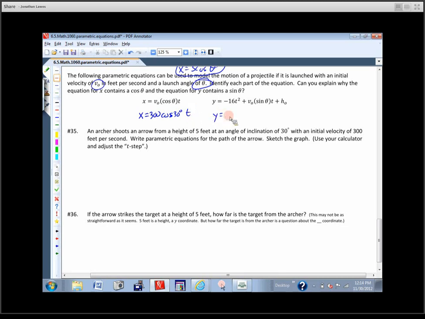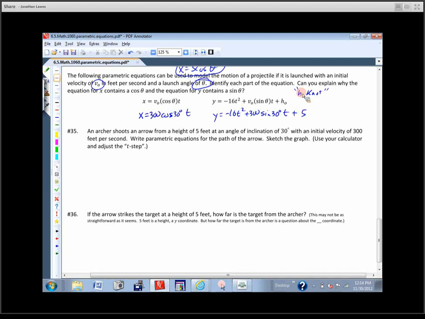For the y, it's going to be negative 16t squared. Initial velocity, 300. Initial launch angle, 30 degrees, times t. And then sitting out on the end here is h naught. What do you think that stands for? Okay, h naught is the initial height, so that's going to be 5 feet. So again, that's h naught is how we say that. That would be the initial height.